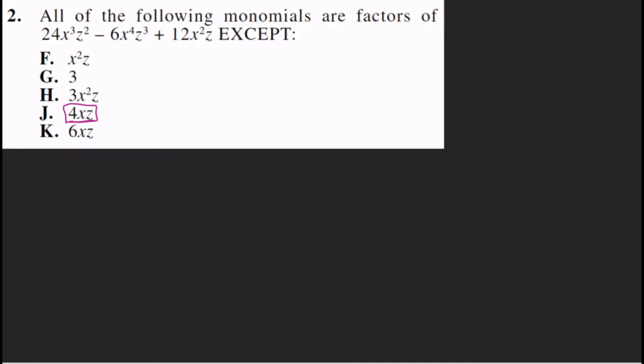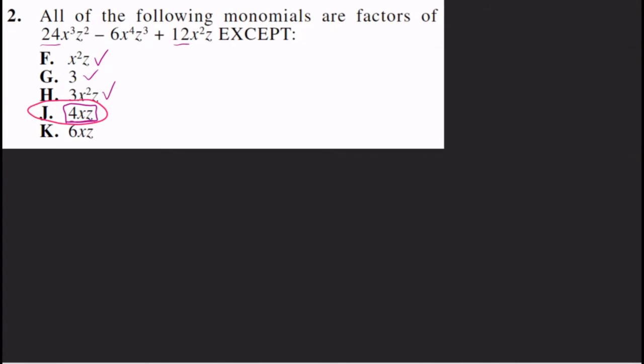The first thing I notice here with F, x squared z, is that they all have at least an x squared and a z in them, so it is a factor. 3 goes into 24, -6, and 12, so it is a factor. 3x squared z, well, they both were factors, so you put them together here, and that's also a factor. But when we get to J, 4xz, 4 goes into 24 just fine, and it goes into 12 just fine, but what about -6? 4 does not go into -6 evenly. It is not a factor, so that is going to end up being our answer there.